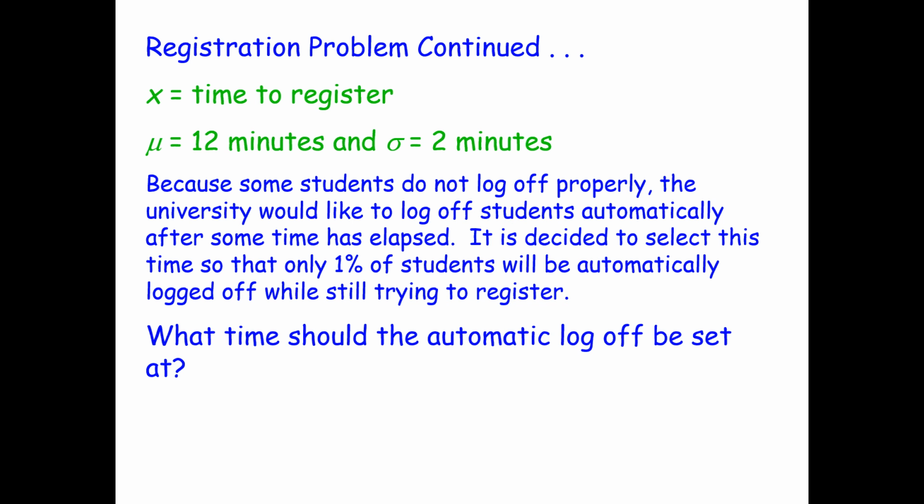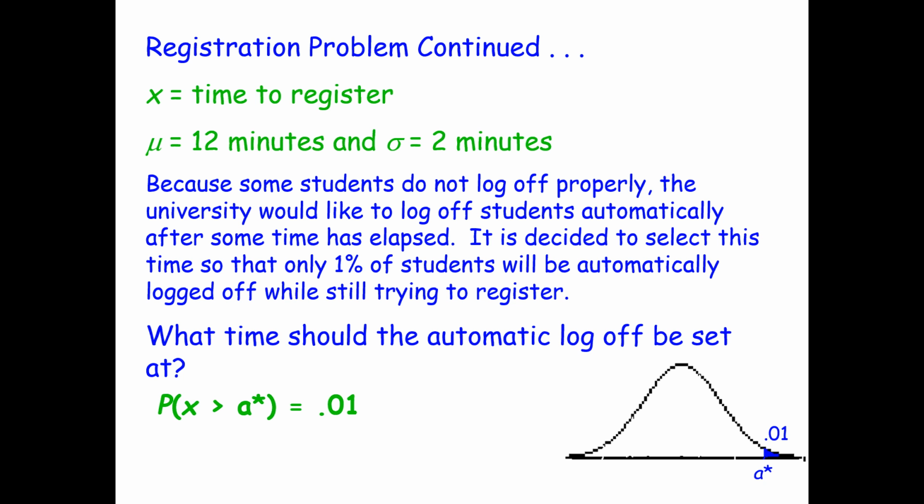Now, because some students do not log off properly, the university would like to log off students automatically after some time has elapsed. It's decided to select this time so that only 1% of students will be automatically logged off while still trying to register. What time should the automatic log off be set? So it's giving us the area, right? It's telling us the 0.01.